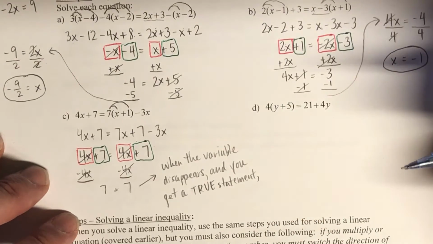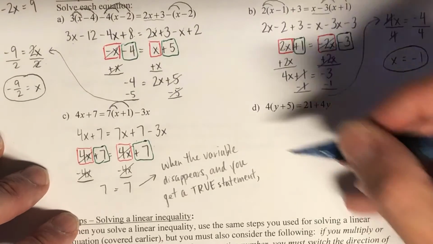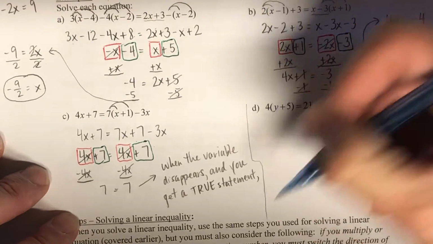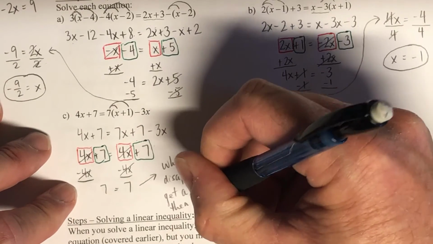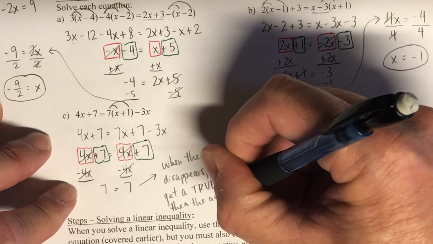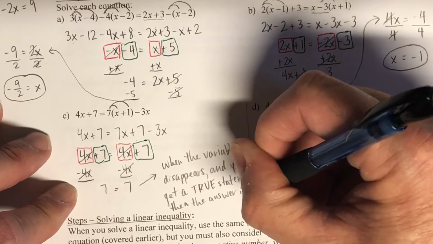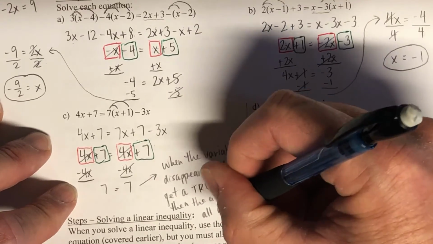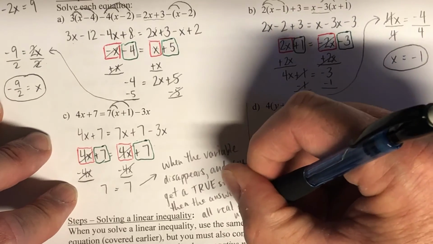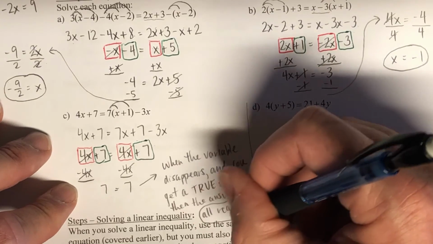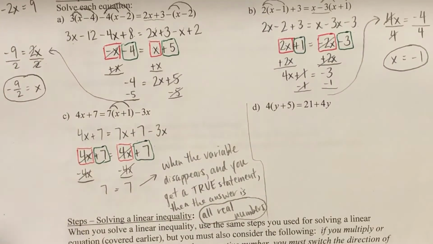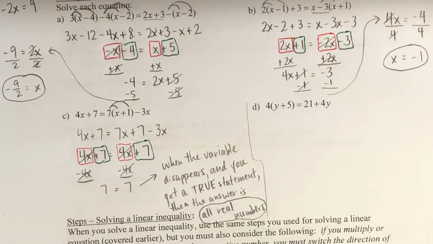So if you get a true statement, and sometimes you will get a false statement, as we will in the next problem, so I'll tell you how to handle that. But if you get a true statement, then the answer is what we call all real numbers. So let's circle that. All real numbers. Okay, that means that every single real number in the world, we'll see other things like imaginary numbers later.